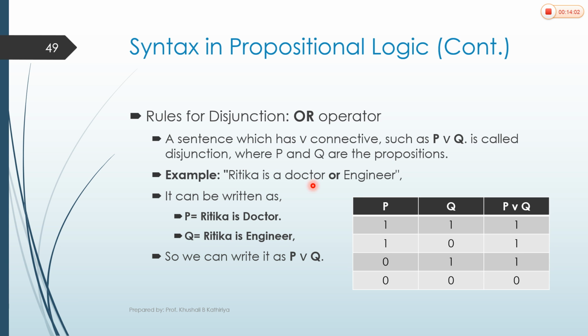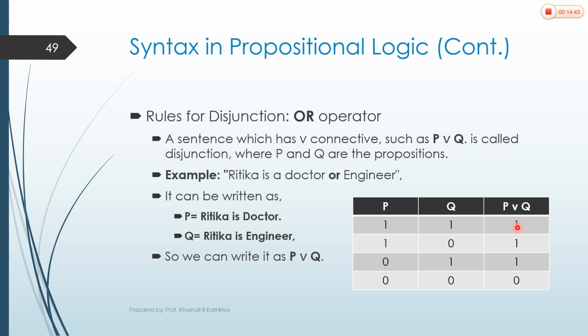Here is one example: Rikita is a doctor or engineer. We can write P is equal to Rikita is a doctor and Q is Rikita is an engineer. First of all we generate our truth table for true and false. The P proposition contains two true values and two false values, and Q also contains two true values and two false values, but in a different order. Here let's start: P or Q.